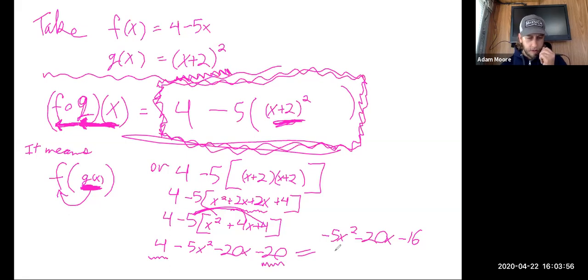Is this thing on? Testing. Yeah, negative 16. Wonderful.